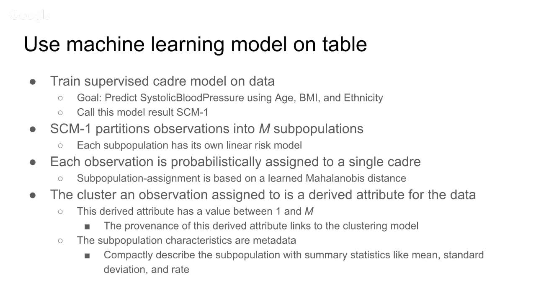So we have these derived attributes, and so the SCM will give us two different types of derived attributes. There's the cadre memberships, which is a number between 1 and m, and that just tells you what cadre a given observation belongs to. And then we have the actual predictions and that sort of thing. And so we think of the derived attributes of new data, and then the summaries of the subpopulations, as metadata. And so we want to think of a way of mechanically describing them and working with that.